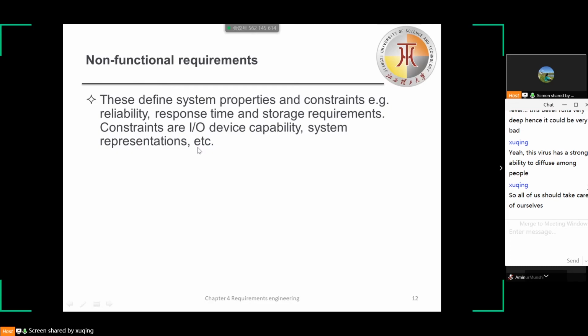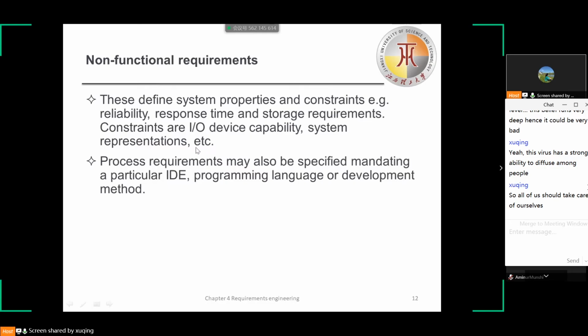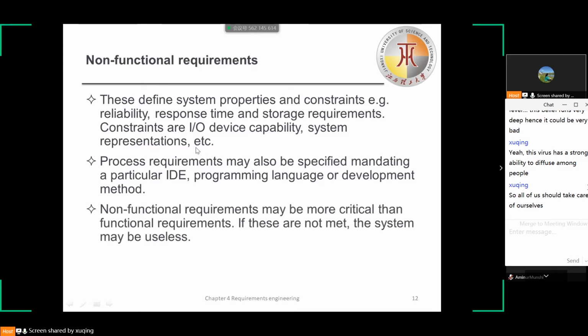So, non-functional requirements may relate to emergent system properties, and they may define constraints on the system implementation. Process requirements may also be specified, mandating a particular integrated development environment, programming language, or development method. Non-functional requirements may be more critical than functional requirements. If these are not met, the system may be useless. It means that system users can usually find ways to work around a system function that doesn't really meet their needs.